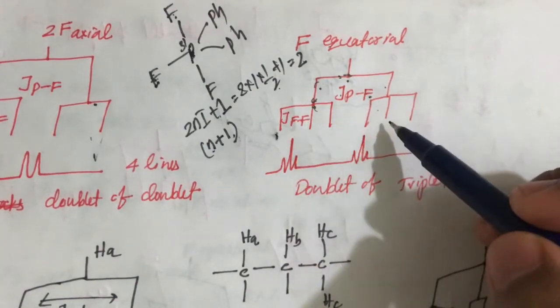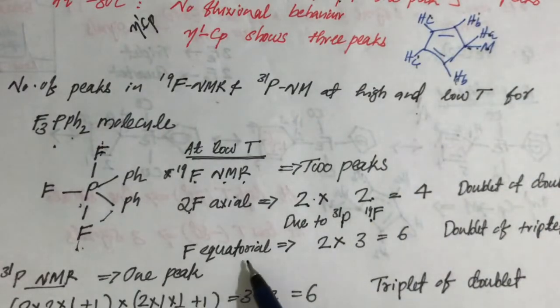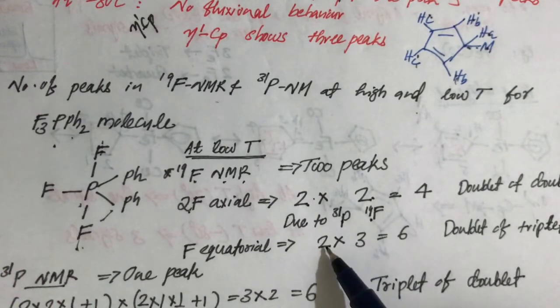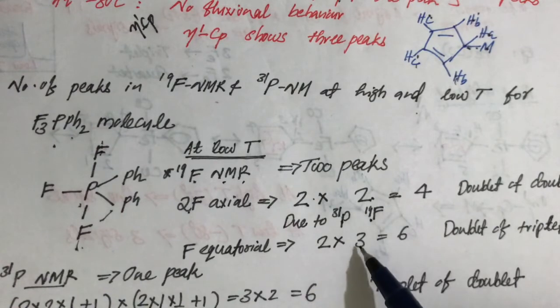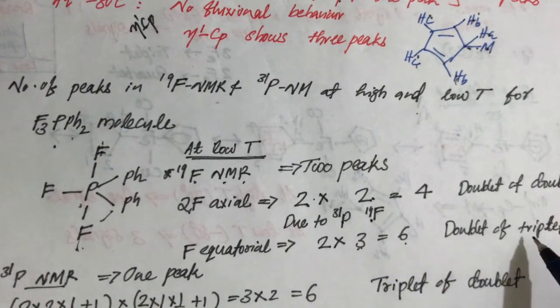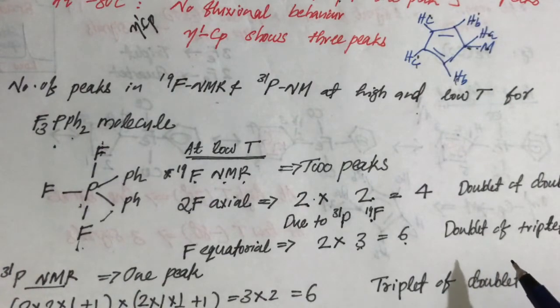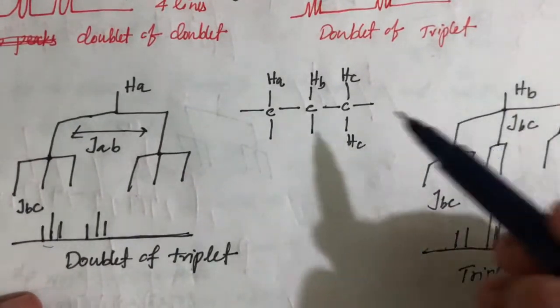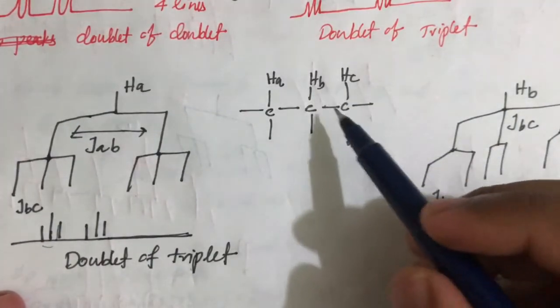Okay, totally you can have 6 lines. That is F equatorial. First it splits into 2 due to phosphorus coupling. Again it is split into 3 due to fluorine coupling, axial fluorine coupling. Totally you can have 6 lines, that is doublet of triplet. Okay. So this splitting pattern I can explain by using a general example. If you have any doubt, I can explain.